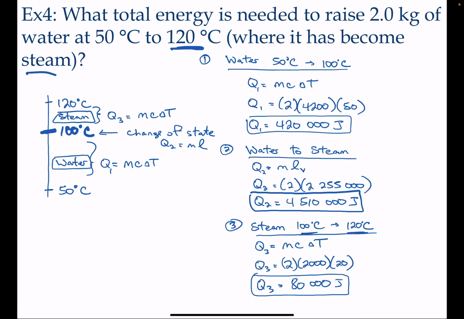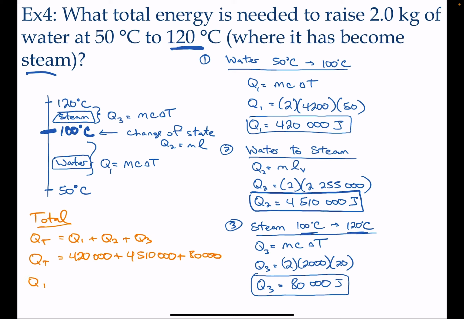And then in order to find out our total is Q1 plus Q2 plus Q3. We're just going to add all those values together. So 420,000 plus 4,510,000 plus 80,000. And we're going to get a total energy of, let's see, 5010, lots of zeros, joules. Q total, that's approximately, so 5.01 times 10 to the 6 joules. That's like 5 million joules of energy.